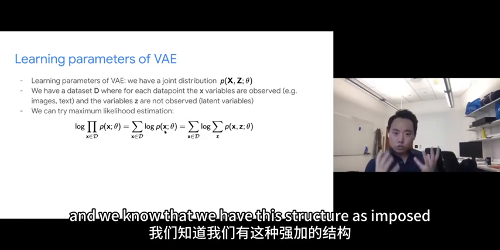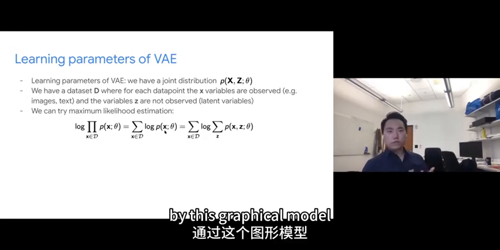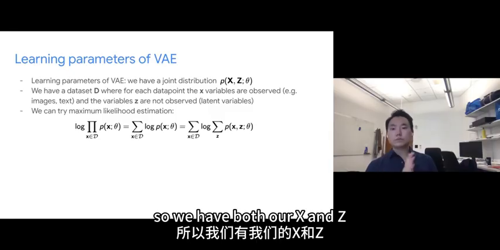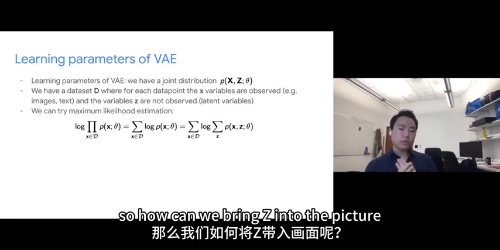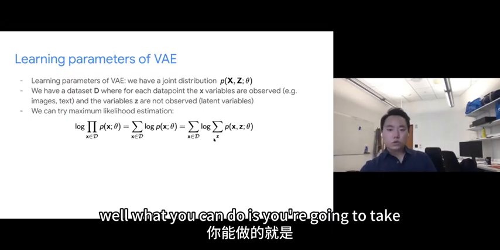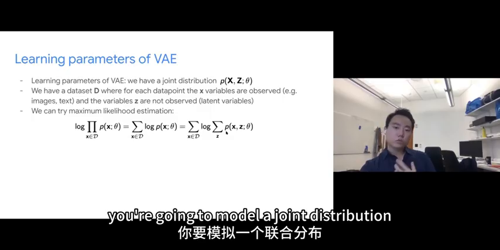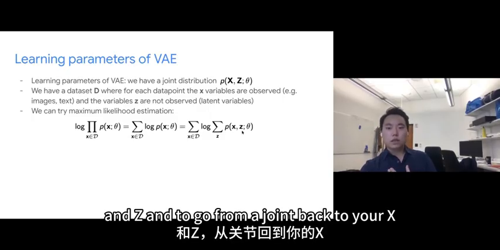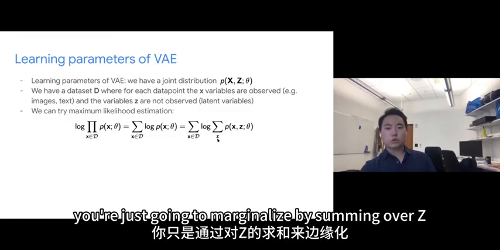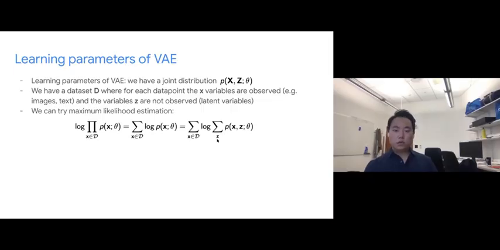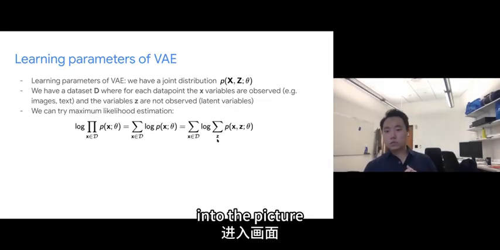And we know that we have this structure as imposed by this graphical model. So we have both X and Z. So how can we bring Z into the picture? Well, instead of just modeling P of X, you're going to model a joint distribution between X and Z. And to go from a joint back to your X, you're just going to marginalize by summing over Z. That allows you to incorporate both X and Z into the picture.